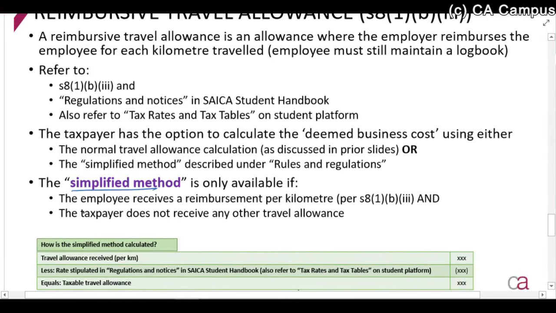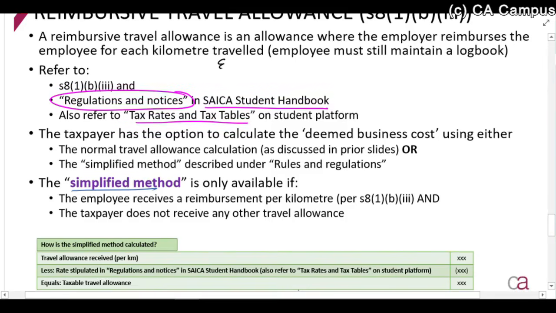The simplified method is, if you refer to your Psycho Student Handbook, the regulations and notices section there, and again it's also in the tax rate and tax tables part, they will tell you that the government gives you an authorized rate per kilometer. So I'm going to just show you what I mean.